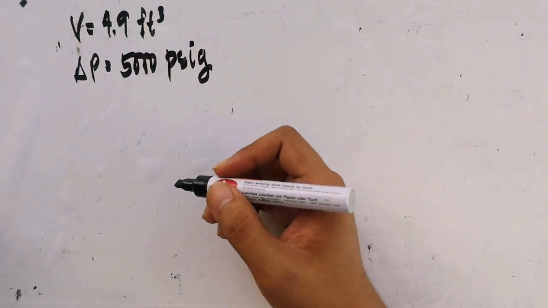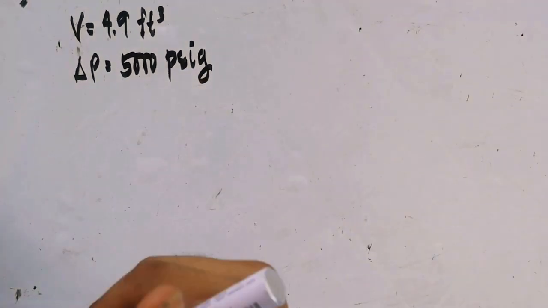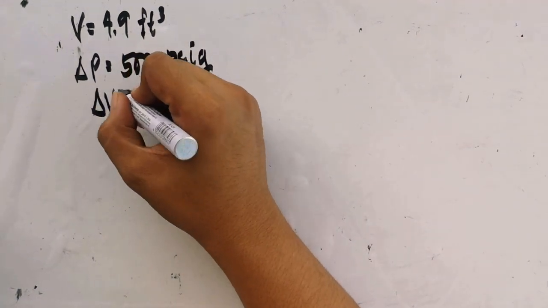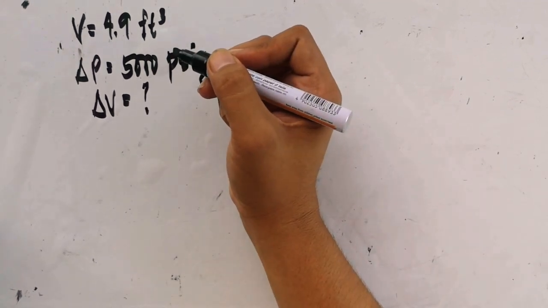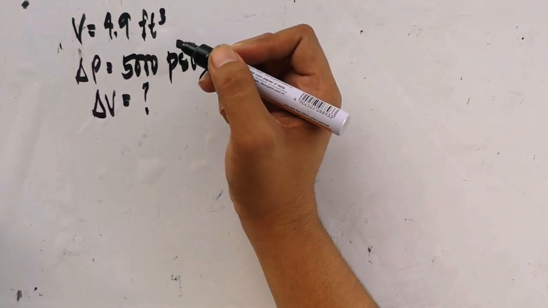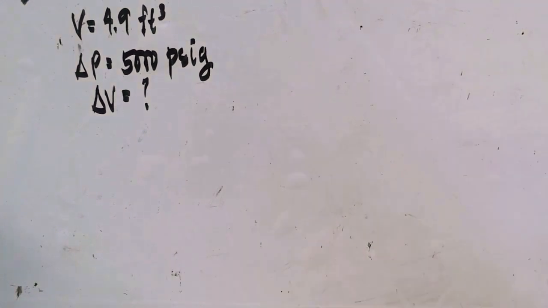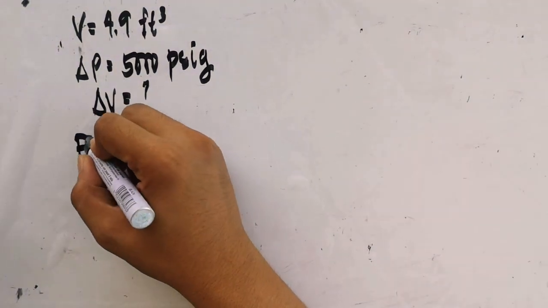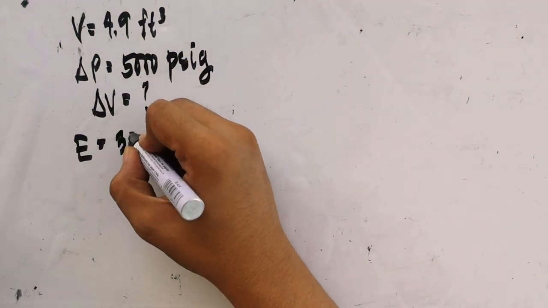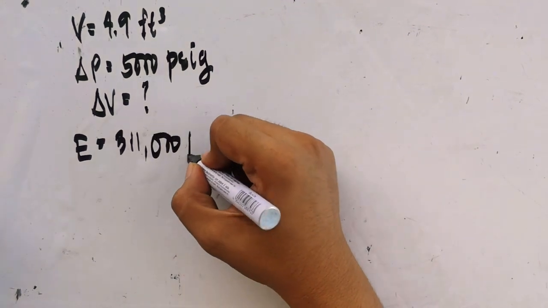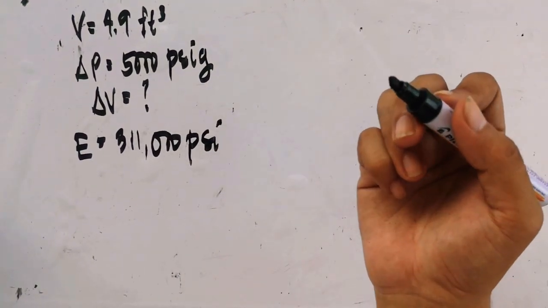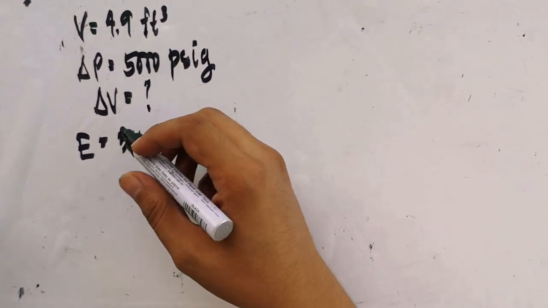What is the volume decrease? Okay? What is the volume decrease? That is the change in volume. If the temperature is 60 degrees Fahrenheit, you will notice that with our bulk modulus of elasticity, there is no involvement of the temperature. Assume the average bulk modulus of elasticity E to be equal to 311,000 PSI. So, we are looking for delta V.